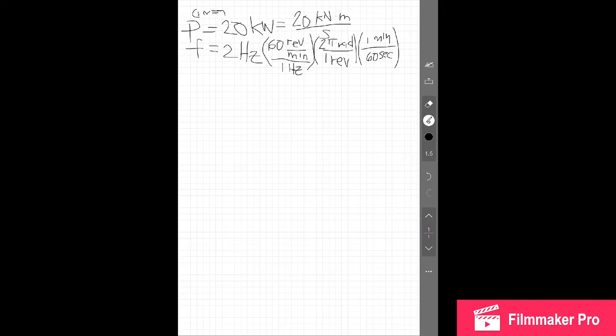Okay, so cancel out these terms. Revolution, minute. Okay, so nakuha natin yung kailangan natin. So ang equivalent value niya, angular velocity, itong frequency na 2 hertz, equals lang din pala siya sa 4 pi radian per second.